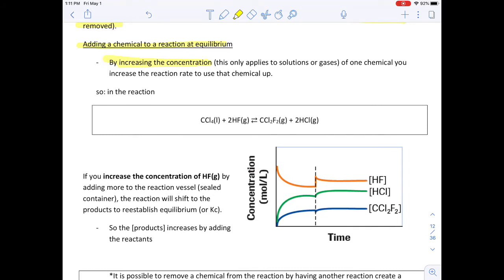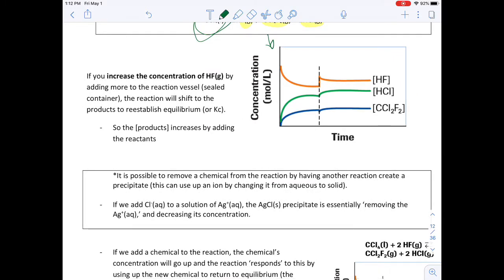So here we've got this system, and you can see that we've got hydrogen fluoride gas, dichlorodifluoromethane, and then hydrogen chloride gas. The chemical that is in the reaction but in the liquid state does not show up in the equilibrium expression because it's considered constant.